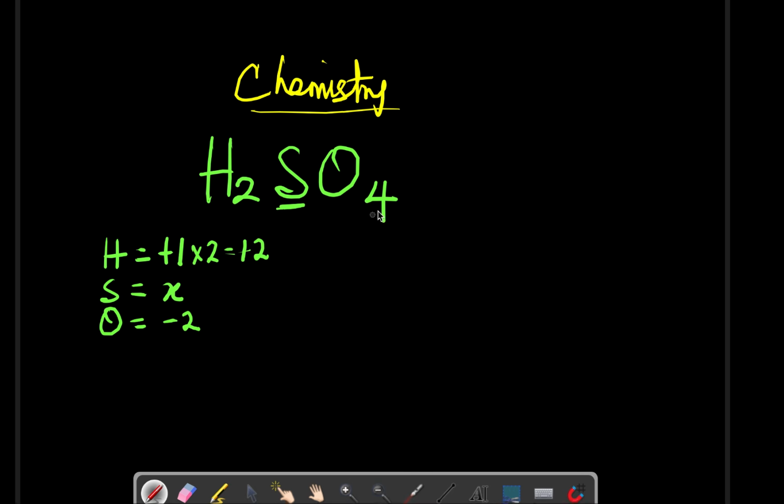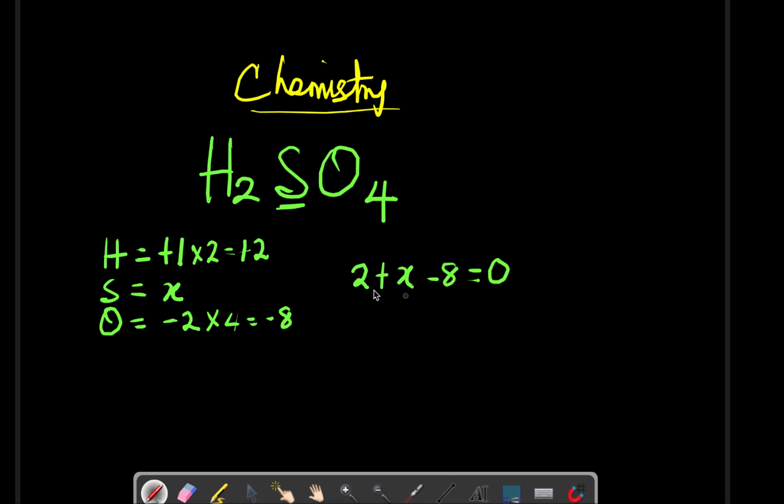So in this case, we also have a subscript. That means we're having 4 atoms of oxygen. We're going to multiply this -2 by 4. That will give us -8. So what's the next thing we need to do? Let's add up everything together. So technically, we're going to be saying 2 plus x minus 8. Equate everything to 0 because there is no charge on this particular compound. So equate it to 0.